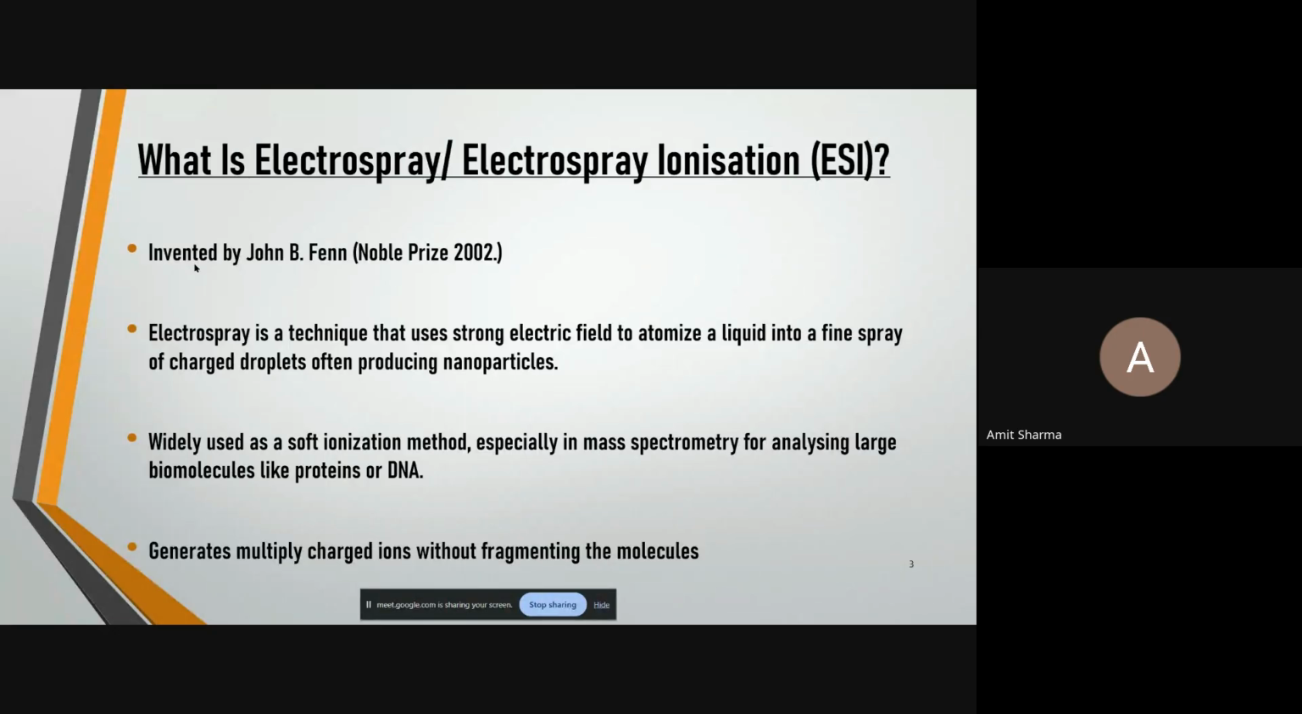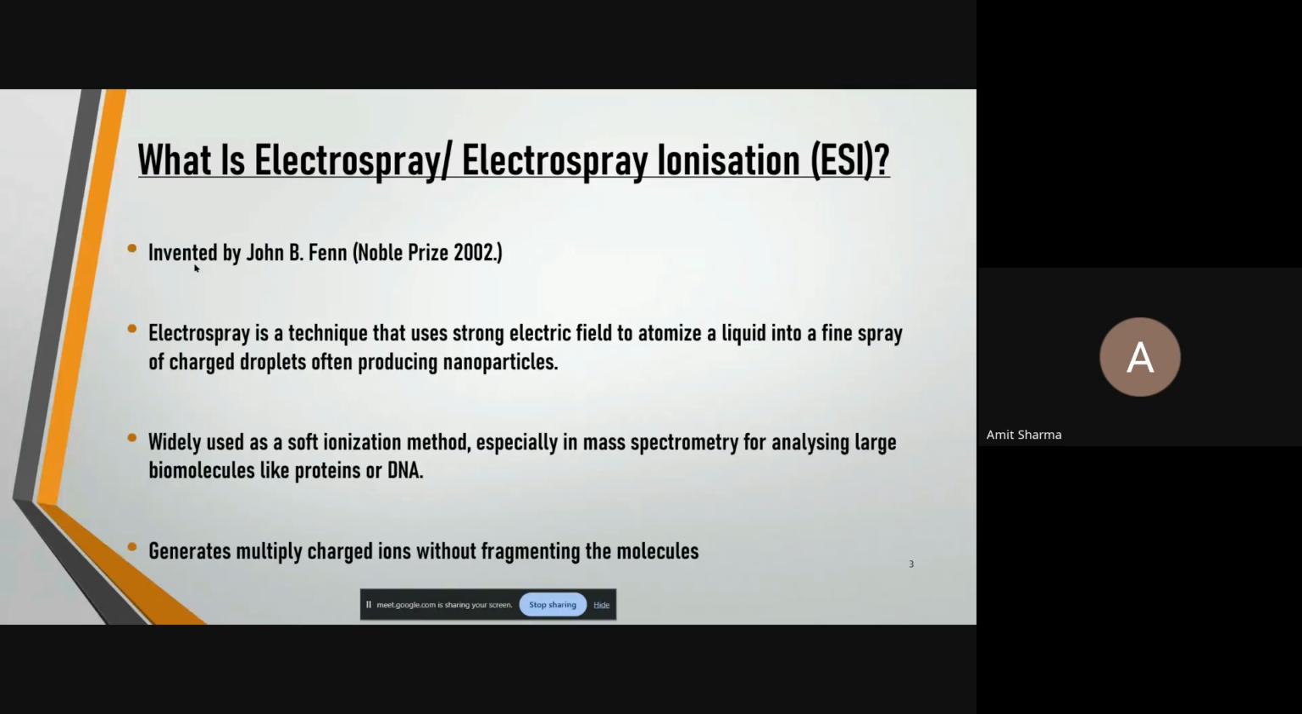So what is electrospray ionization? It was invented by John Bennett Fenn, and he won the Nobel Prize in 2002 in chemistry. Electrospray is a technique that uses a strong electric field to atomize a liquid into a fine spray of charged droplets, often producing nanoparticles. This electric field is used to reduce the liquid sample into small charged droplets, and these charged droplets are further reduced until they produce ions or nanoparticles.